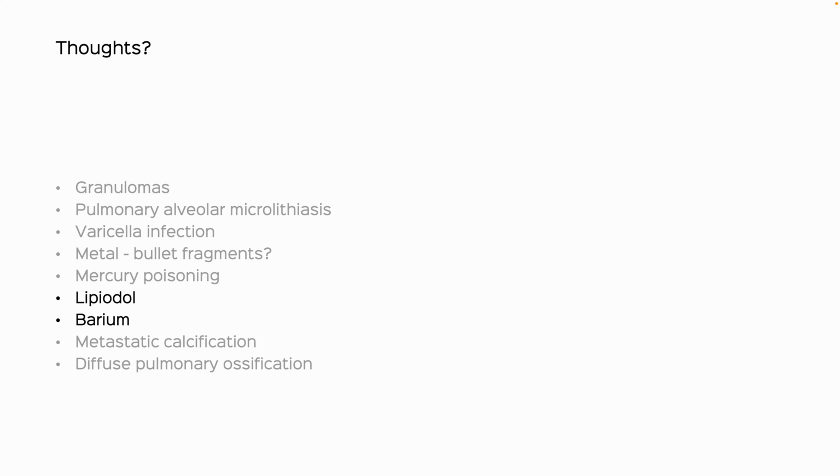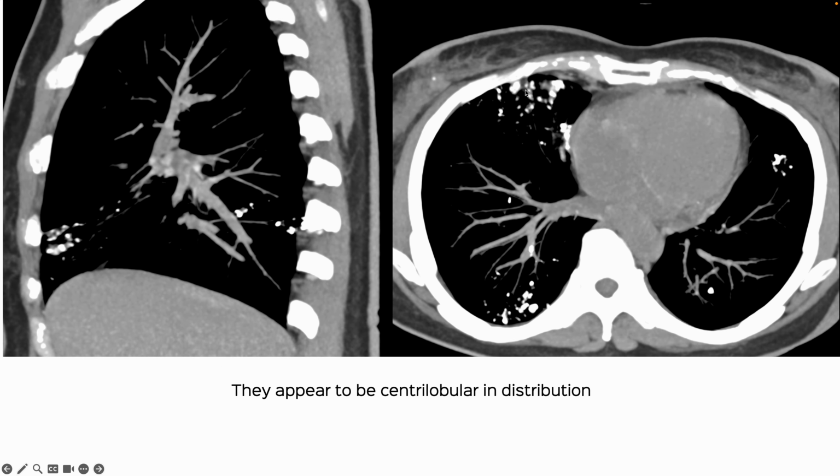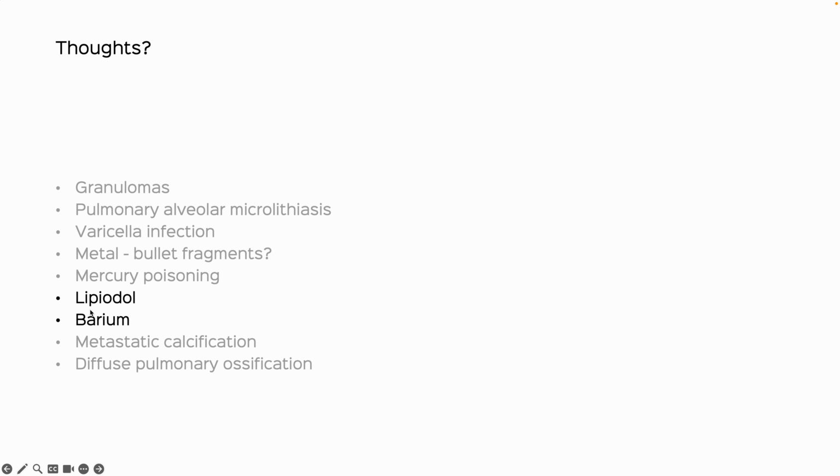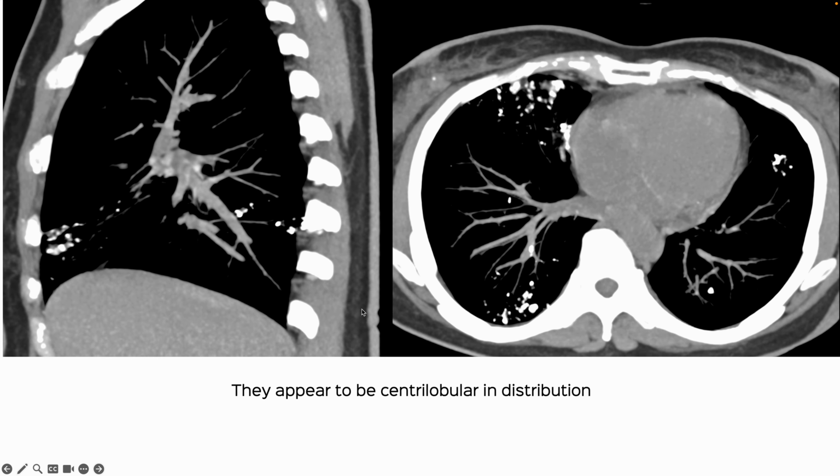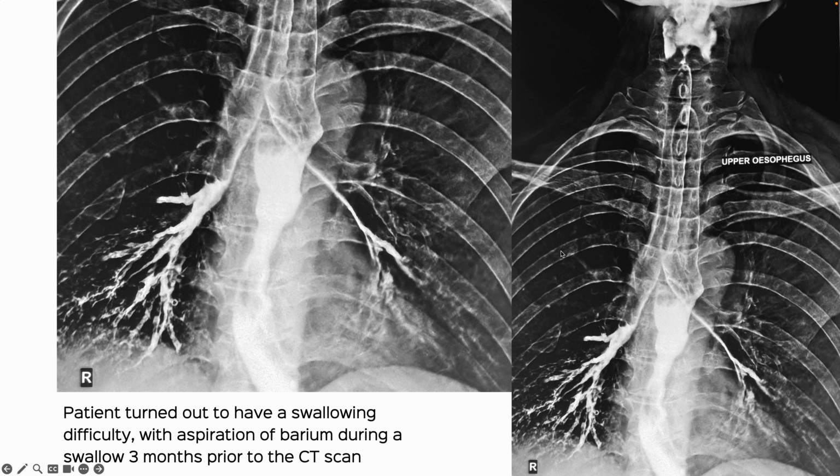Again, if you see, they are not the same sized tiny nodules. They're of differing sizes, but more important, they are clustered and they appear to show a tree in bud appearance, and they're centrilobular. These are MIP images that I've used here. And if that's the case, then Lipiodol is out, because Lipiodol would be an embolism, and so you would not see a clustered tree in bud like appearance.